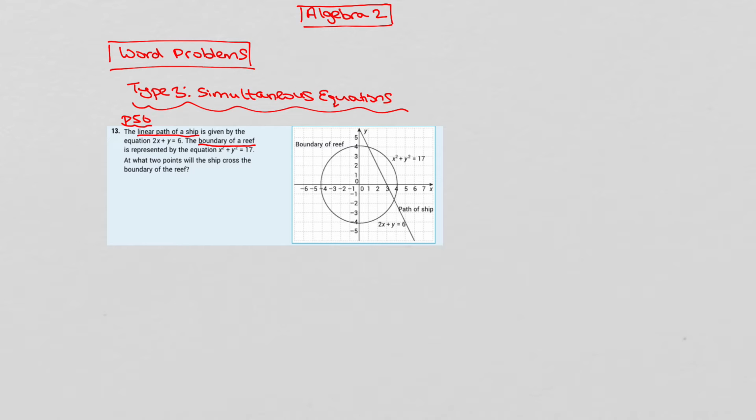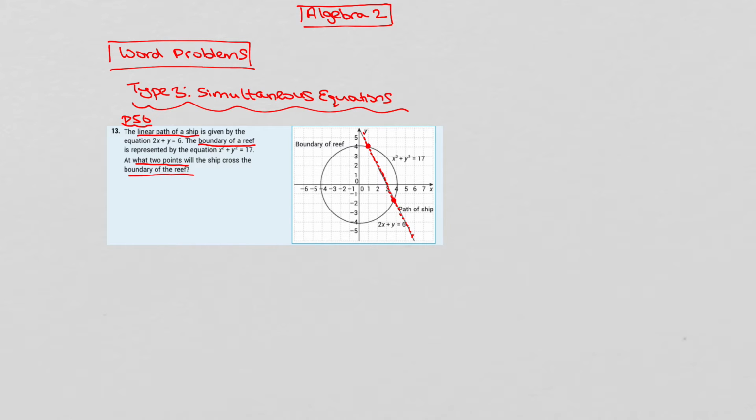So in other words, the path of the ship is going to pass through the reef. And we can see that clearly there are going to be 2 points on entering and on leaving the reef. So in other words, there's going to be 2 points of intersection. And we're asked, at what 2 points will the ship cross the boundary of the reef?